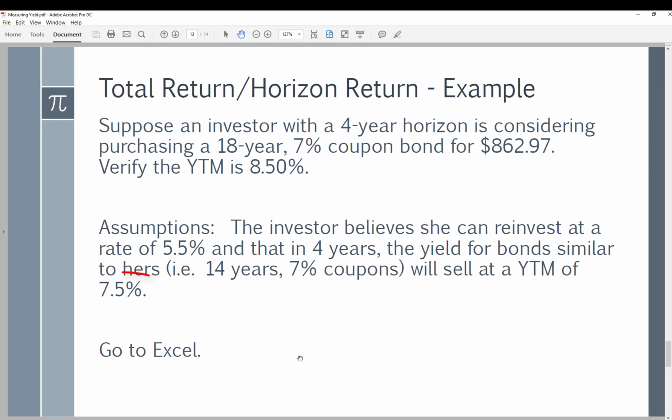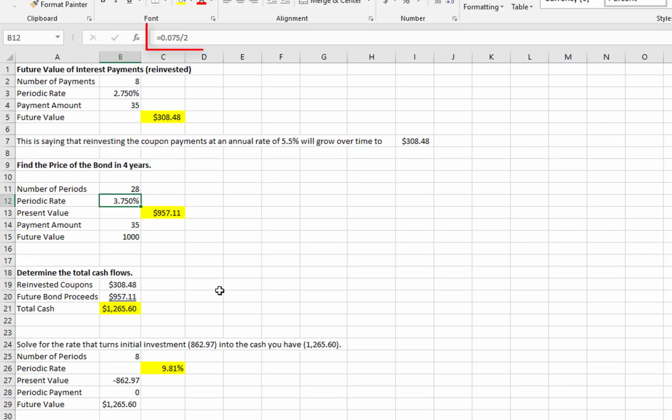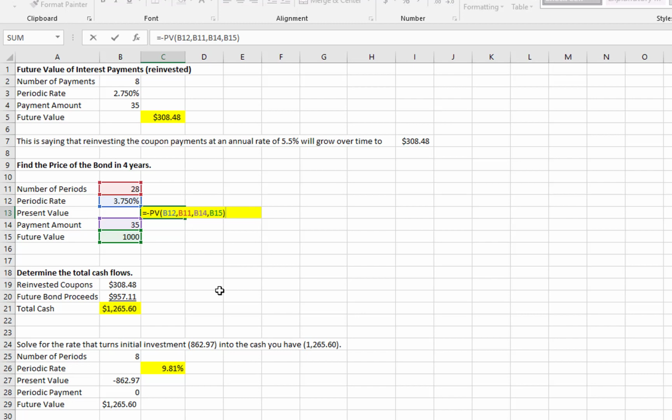We put that in the assumption here that the yield to maturity will be 7.5% when we sell it in 4 years. So that's where this is showing up in our calculation. 7.5%, divide that by 2 to get the periodic rate. The cash flows are still going to be $35 per 6 months, and our future value will be $1,000 if you hold it all the way to the end of these now 14 years. So we solve for the present value, and I've changed the sign there. I've turned it into a positive result. So we've got a price in 4 years, given our assumptions, of $957.11.